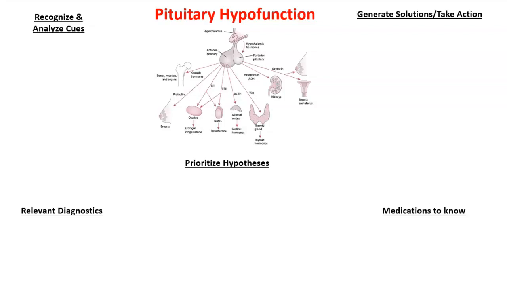And then medications to know. We already talked about somatropin, that's growth hormone. And then lifelong replacement of antidiuretic hormone, cortisol in the form of corticosteroids, and thyroid replacement. So pituitary hypofunction. That's it with this section.